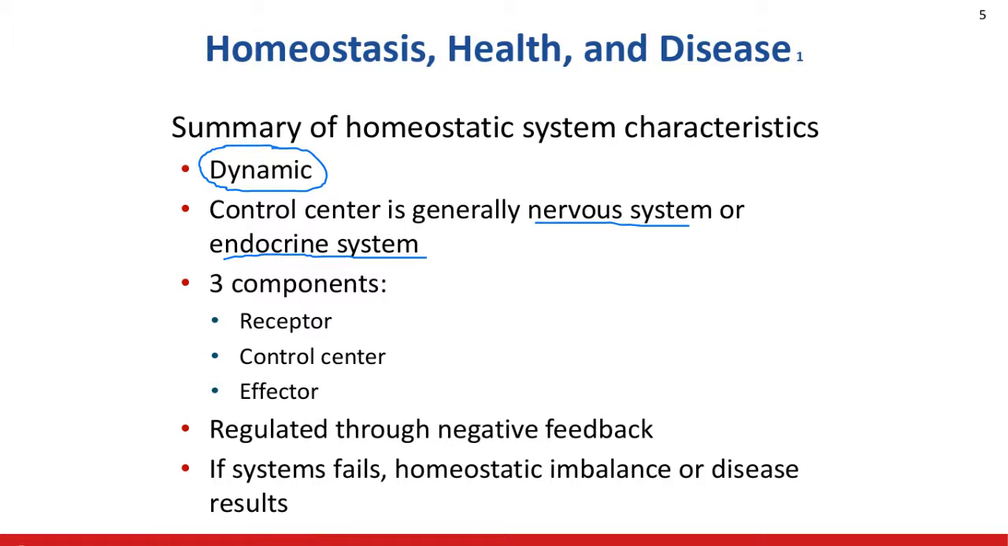So there are three components to our homeostatic system. The receptor monitors a stimulus; we need a stimulus. The receptor will detect a change from that stimulus and send that information to the control center. The control center will receive the input, interpret it, and figure out how it's going to respond. Then it sends that information to the effector, and the effector carries out the change. The effector is either going to be a muscle, and/or a gland.